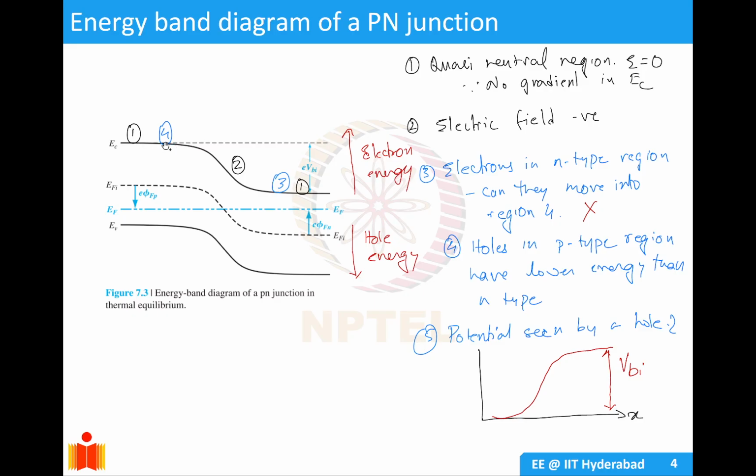So you can see in the quasi-neutral region the bands are constant, so the electric field will be zero in the quasi-neutral region. In the middle region, the bands are going down, hence the electric field is negative in these regions.